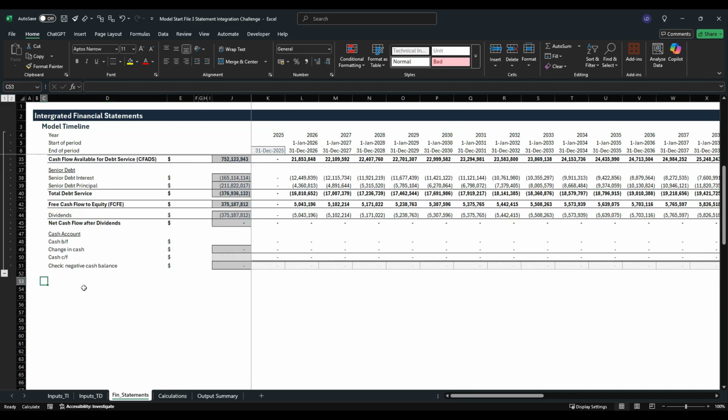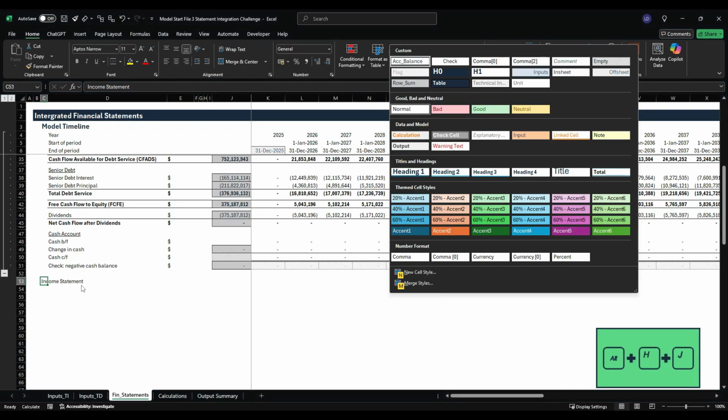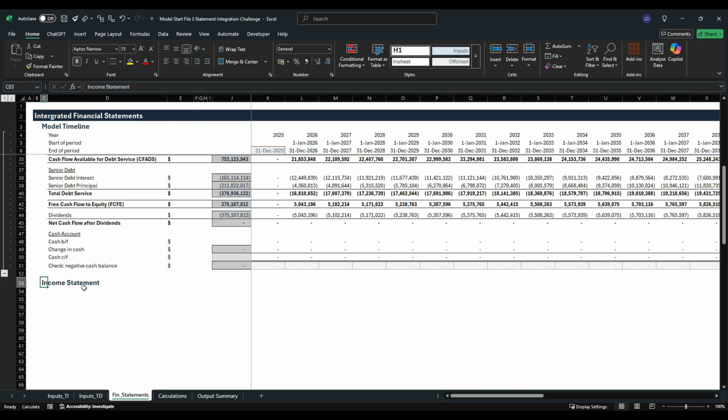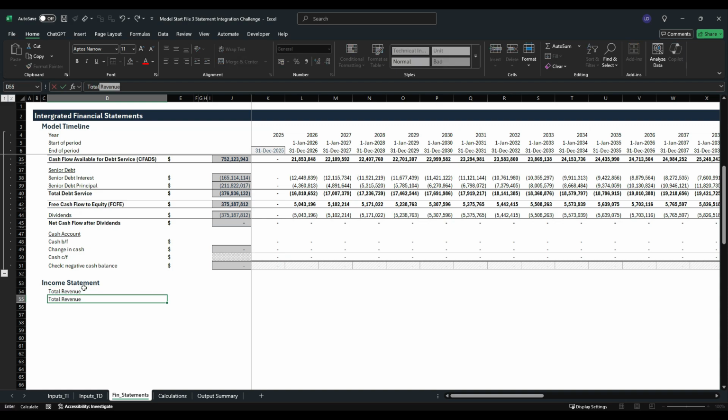Great, next up we will take care of our income statement. Alt HJ, that's a header 1. And in our income statement, let's always start with our total revenue. Then we have total OPEX, which again leaves us with our operating income or loss, which is our EBITDA. So those are all just different names for EBITDA, but I want you to be aware that there are multiple ways of saying the same thing essentially.